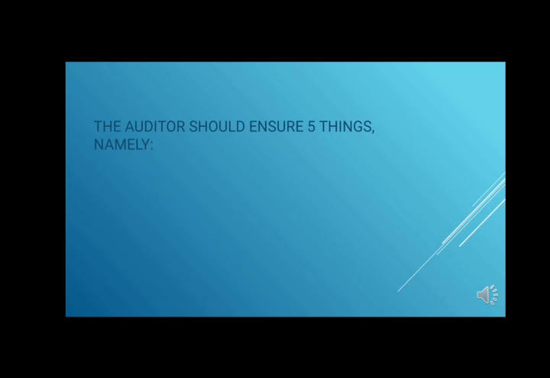The auditor should ensure 5 things, namely: number 1, only escapable costs are used in calculations of cost-saving benefits. An avoidable expense, also called an escapable expense, is a cost that will not occur if a department is closed, an operation is cancelled, or a product is discontinued. In other words, it's an expense that can be avoided by eliminating specific operations.